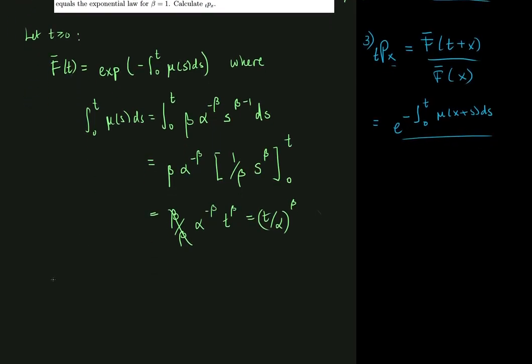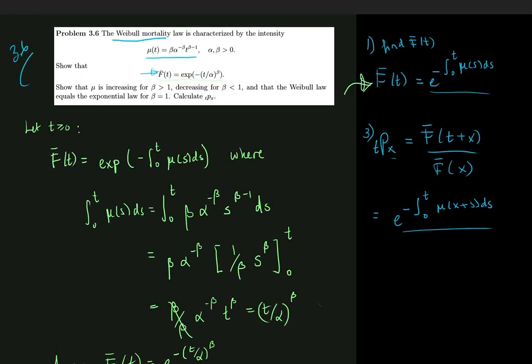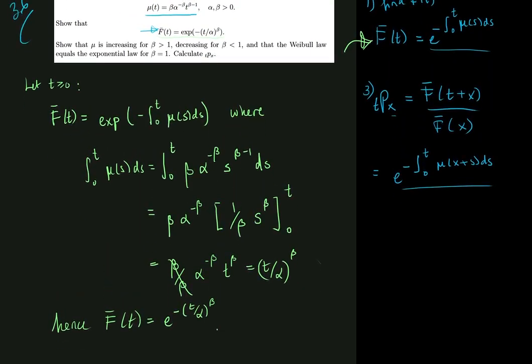Hence, the survival function is given by e to the minus t divided by alpha to the beta. Was that what we wanted to show? Well, yes, that was what we wanted to show. We wanted to show that the survival function is given by exactly this expression up here. So now we have done part 1.